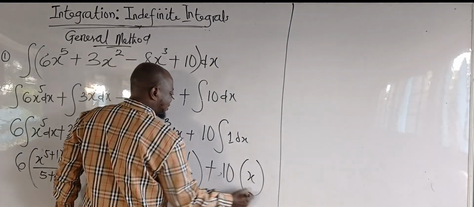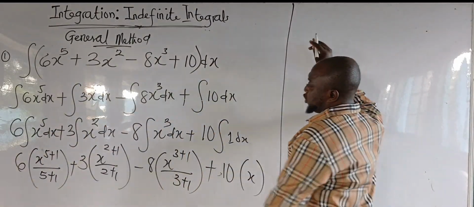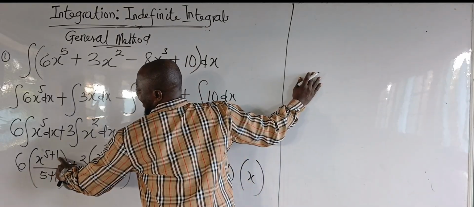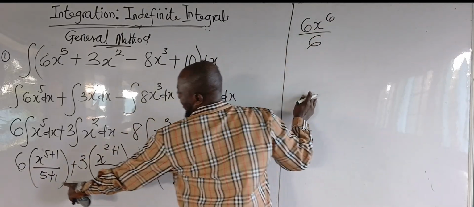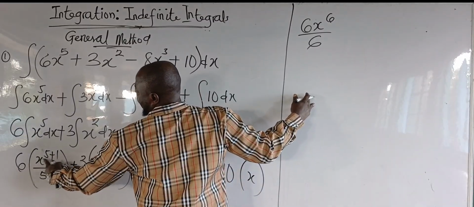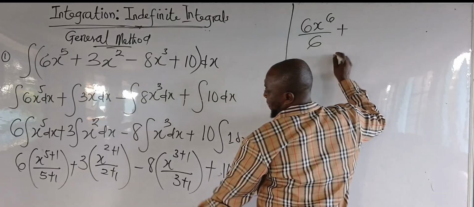So we have x, so this dx goes away. So from this point now, what do we know to do? This and this is 6. So I will have 6x raised to the power of 6 over 6. That's what I'm having here. This is 6. So 6 is x raised to the power of 6 over this 6. Then we have this.